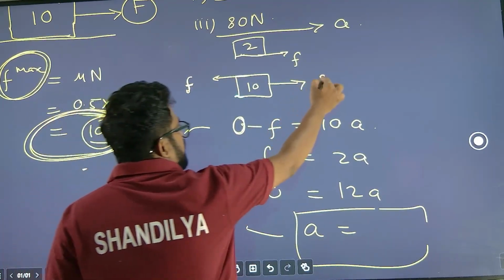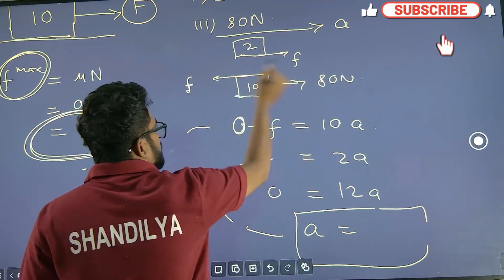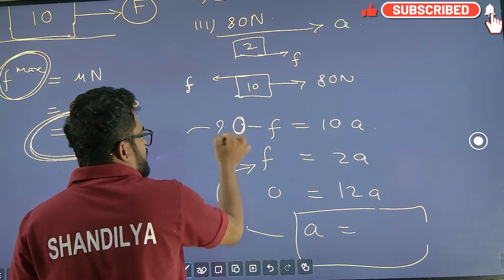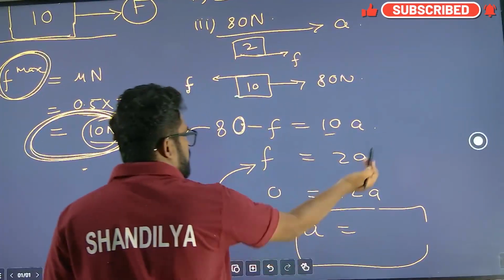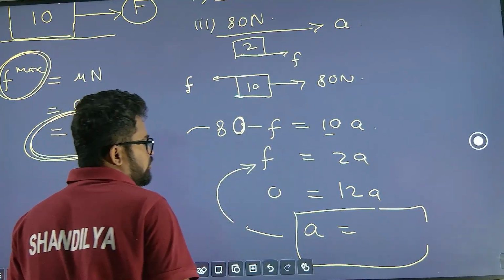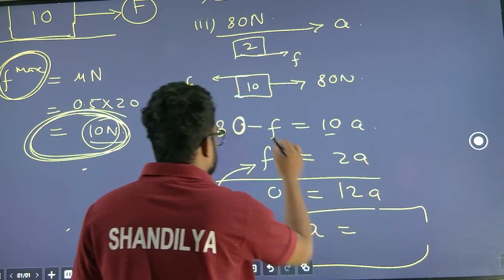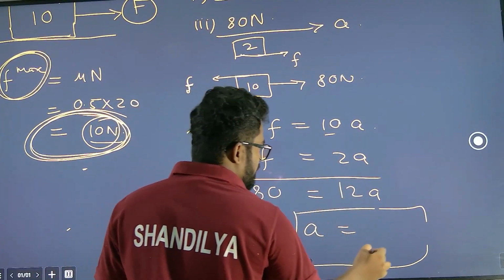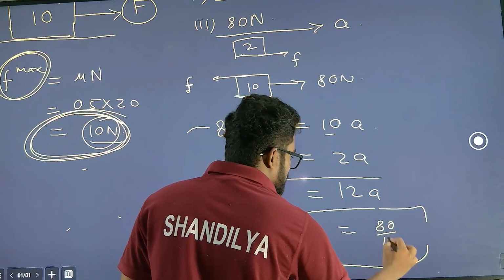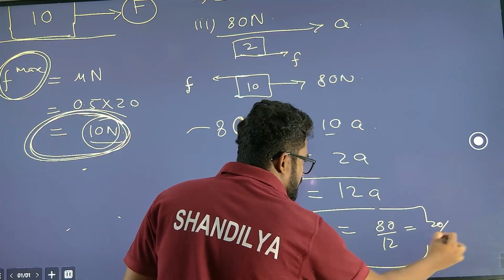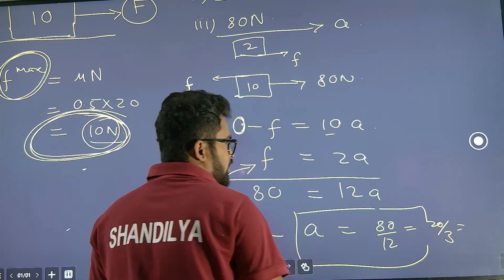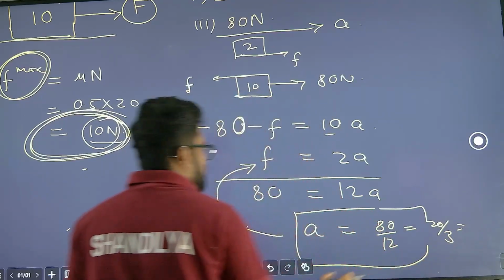So forward 80 Newton, backward friction, forward friction. So 80 minus friction equals 10A, friction equals 2 into A. These are the equations. Adding them together again, we'll get 80 equals 12A. So A equals 80 by 12, that is 20 by 3. Let's keep it for the moment, 20 by 3.